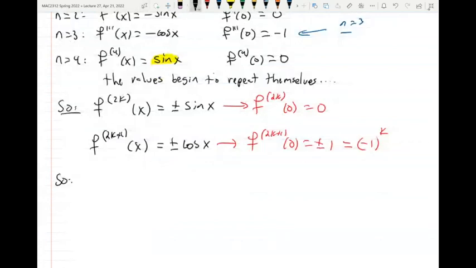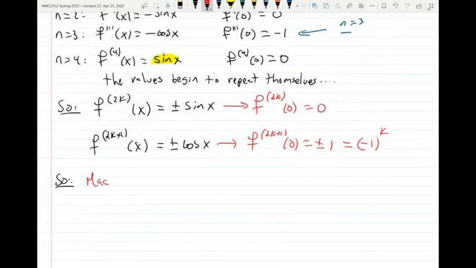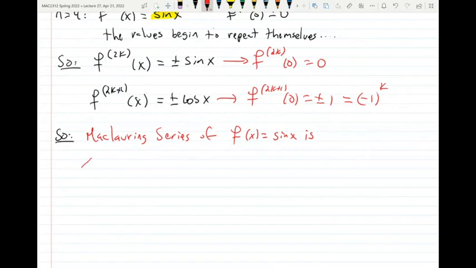So the Maclaurin series of f of x equals sine x is the sum from 0 to infinity. Now remember, the even terms are not there, so this is going to be negative 1 to the n, and then x to the 2n plus 1 over 2n plus 1 factorial. Remember, the even ones are not there because the coefficient is equal to 0.